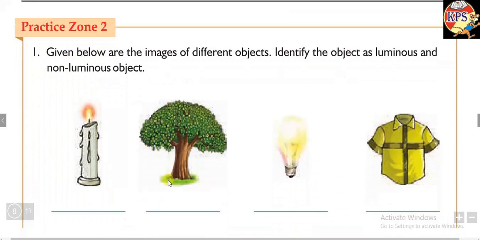So practice question 2 is given. Given below are images of different objects. Identify each object as luminous or non-luminous. You have to answer whether these objects are luminous or non-luminous. Luminous objects are those that emit their own light, like candle and bulb, they are luminous objects. And objects like a tree and sun, they are non-luminous objects.